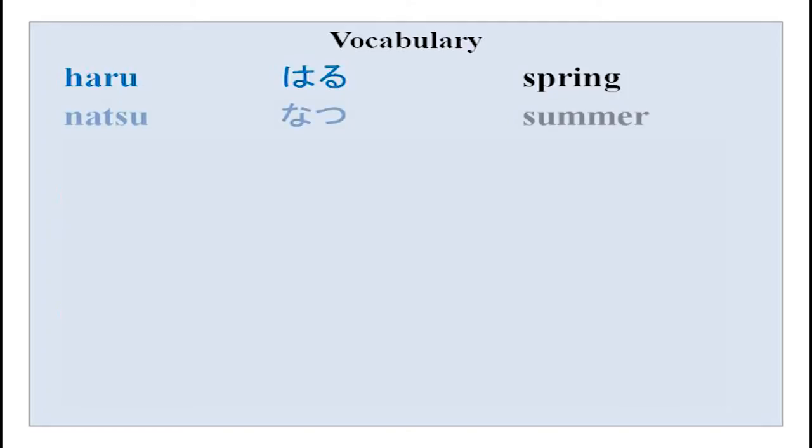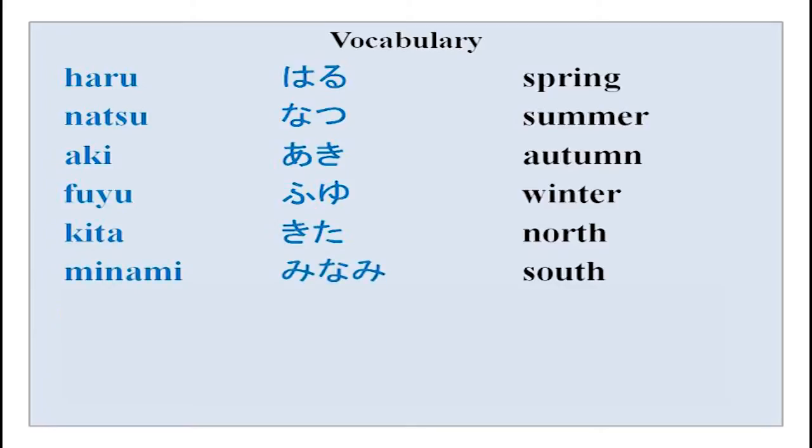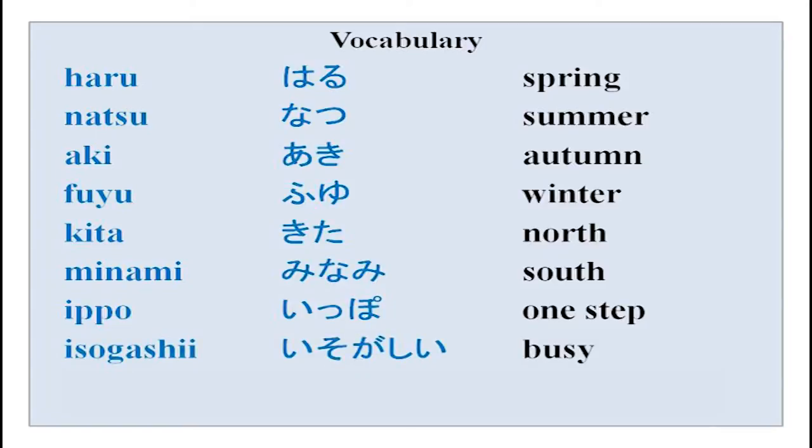Well, now you have vocabulary, the vocabulary that we did in our lesson. Haru, spring. Natsu, summer. You can also repeat after me. Aki, autumn. Fuyu, winter. Kita, north. Minami, south. Ippo, one step. Isogashi, busy. Urusai, noisy. So you can also practice at home, but please practice loudly.